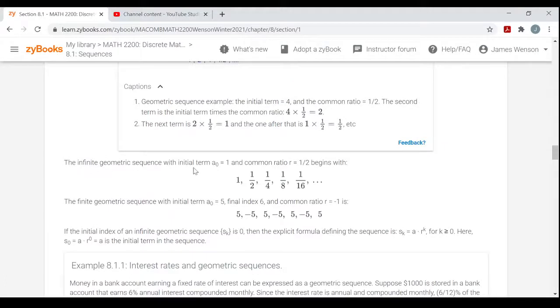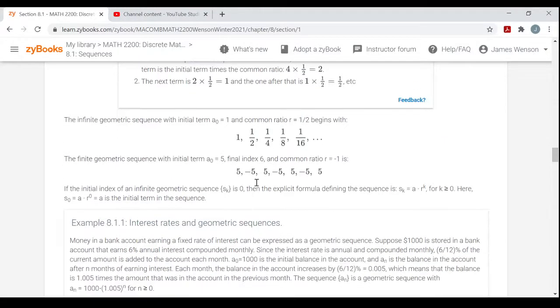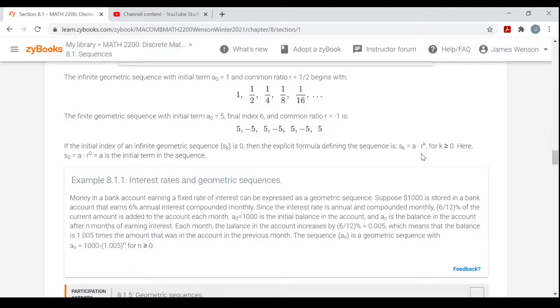Okay. Let's give you some other examples. So here's an infinite geometric sequence. Here's a finite geometric sequence, right, with only so many terms, with common ratio -1. And then here's a little formula.